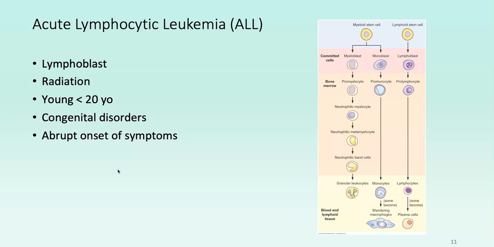Involvement of the CNS, or the central nervous system, is more common with ALL because the cancer cells can cross the blood-brain barrier. These symptoms can include headache, seizures, and comas.